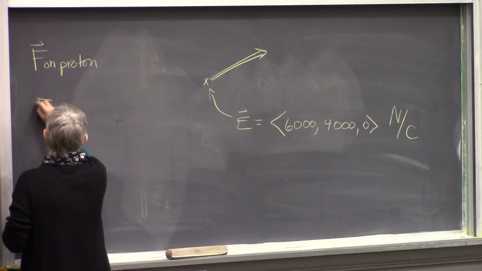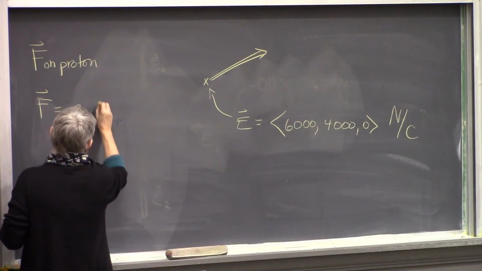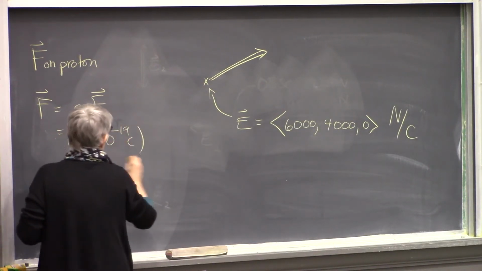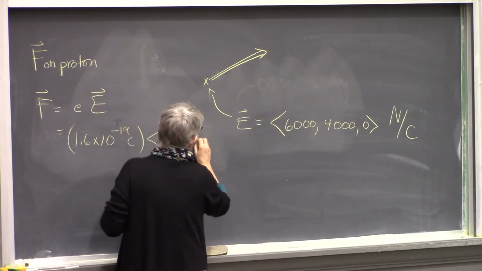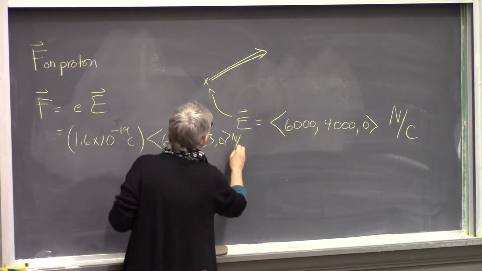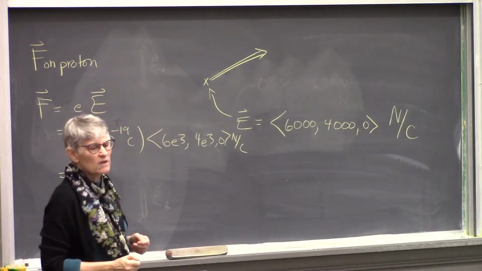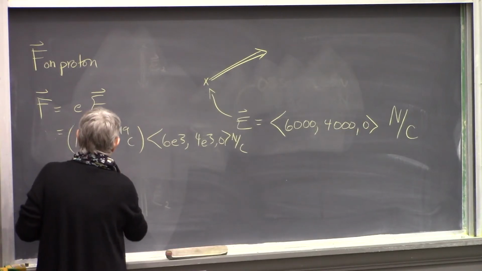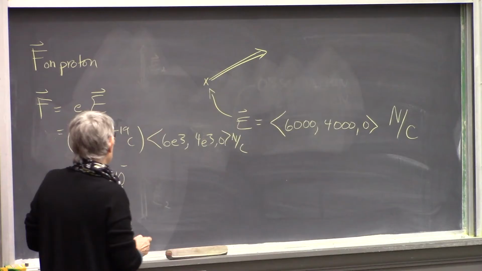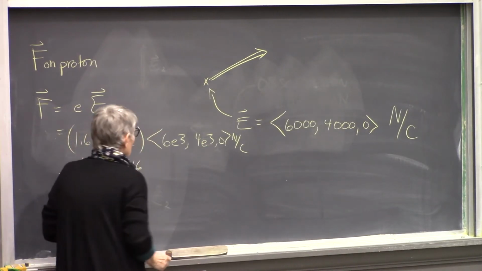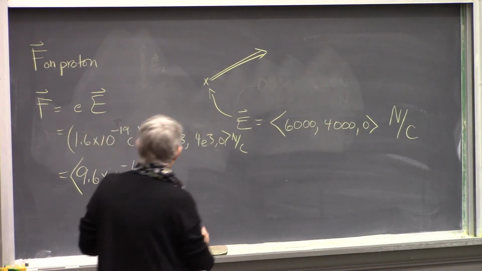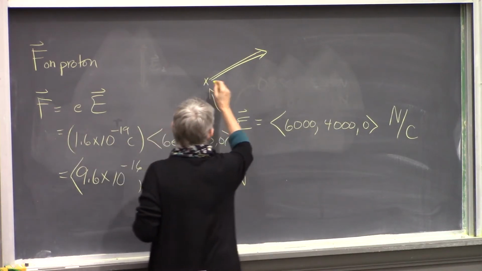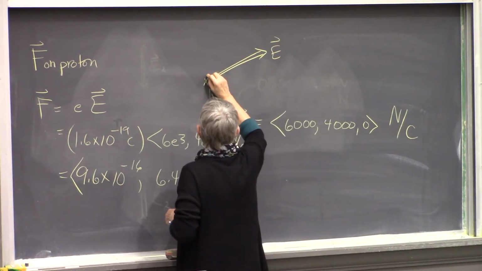So the force on the proton is just going to be the charge of the proton times the electric field, so that's 1.6 times 10 to the minus 19 coulombs times <6000, 4000, 0> newtons per coulomb, which gives us <9.6 times 10 to the minus 16, 6.4 times 10 to the minus 16, 0> newtons.